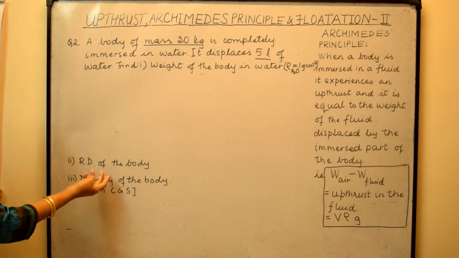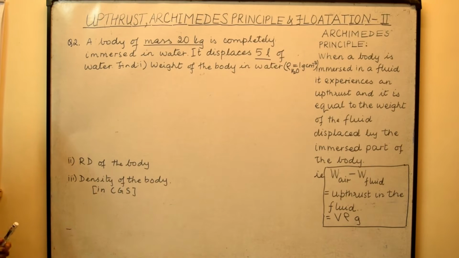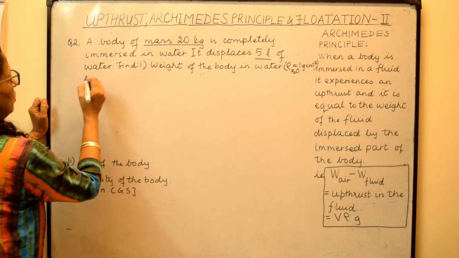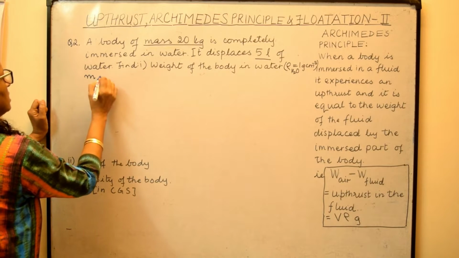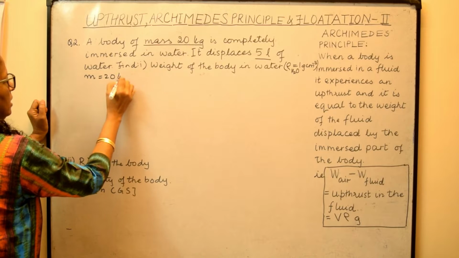Second subpart says find the RD of water, and the third part says density of the body in CGS. Now let us write what facts we know. We know that mass is equal to 20 kg.